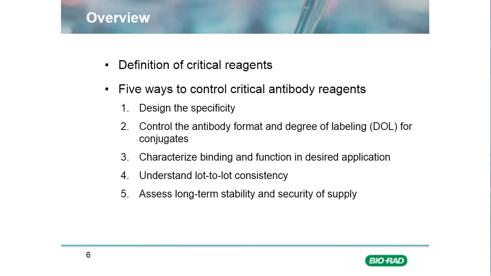As an overview, I will look at what critical reagents are, and then look at some key areas. Firstly, around suitability of the antibody itself in terms of performance and how considerations such as specificity, format and function can be built into the scope of the original antibody generation. And secondly, considerations around ensuring the ongoing availability of the antibody material, such as lot-to-lot reproducibility and stability.